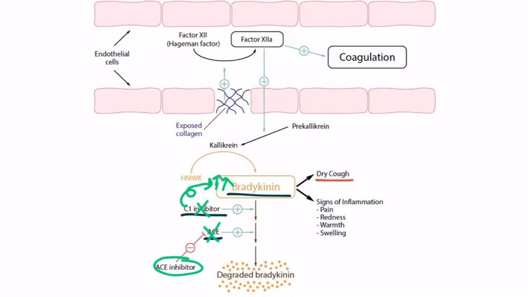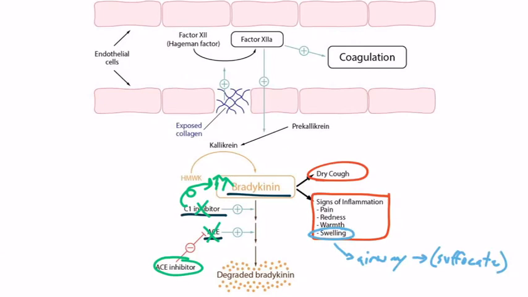So they can get a dry cough. Again, that can be called a bradykinin cough. And it can also cause these signs of inflammation. And again, the one we're really concerned about is swelling. And since the bradykinin is traveling throughout the blood, it can reach the trachea and the airway. And that can cause the patient to suffocate. And it's this potential suffocation that makes hereditary angioedema a life-threatening condition.